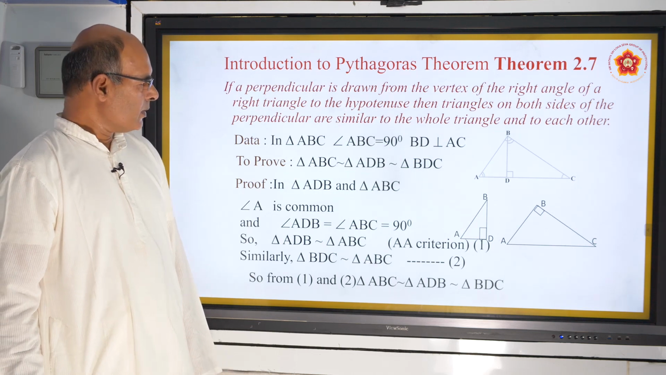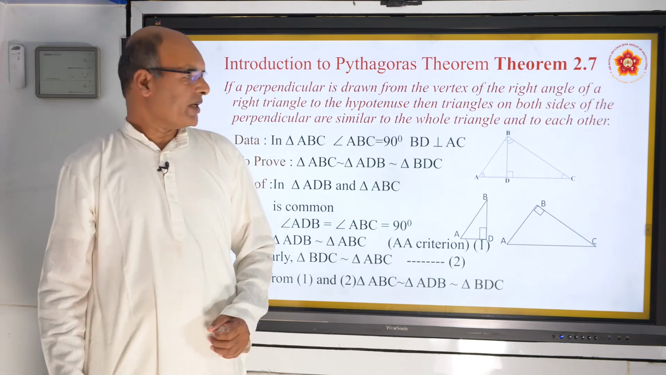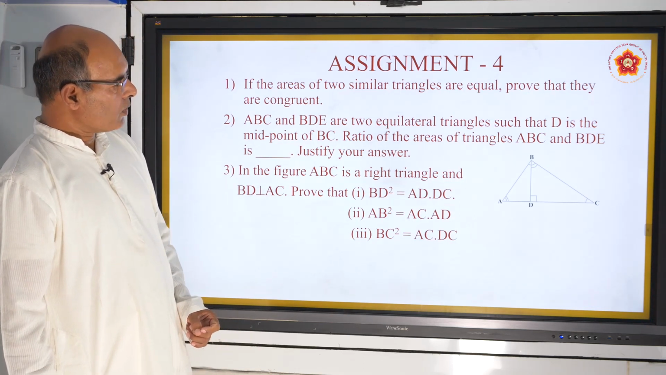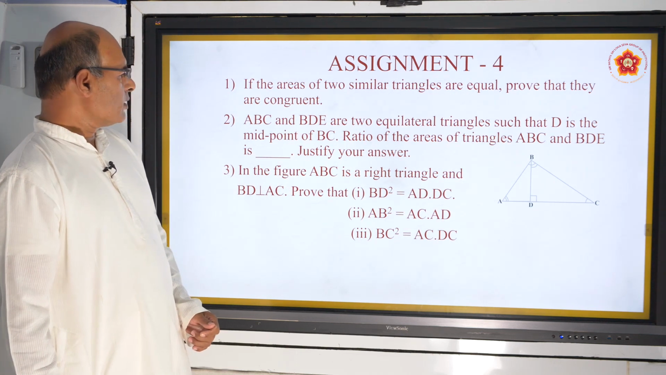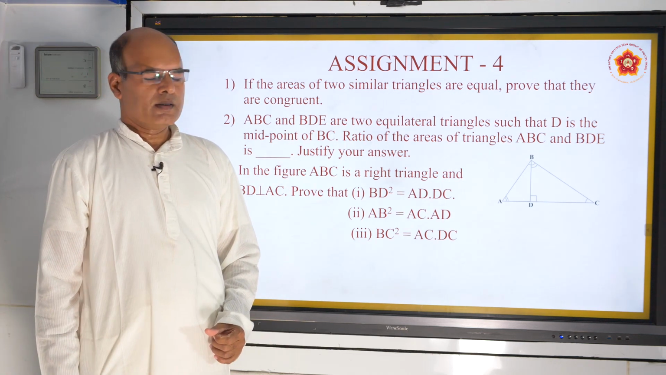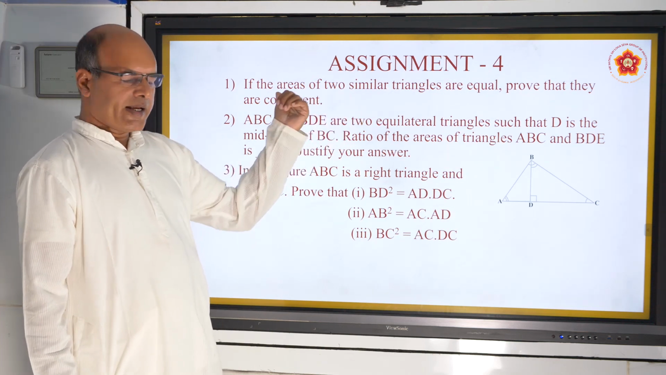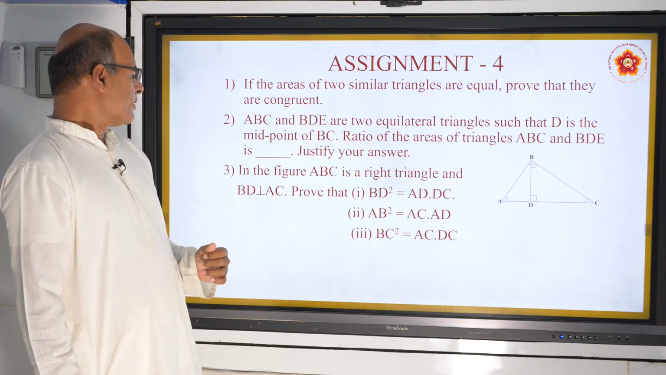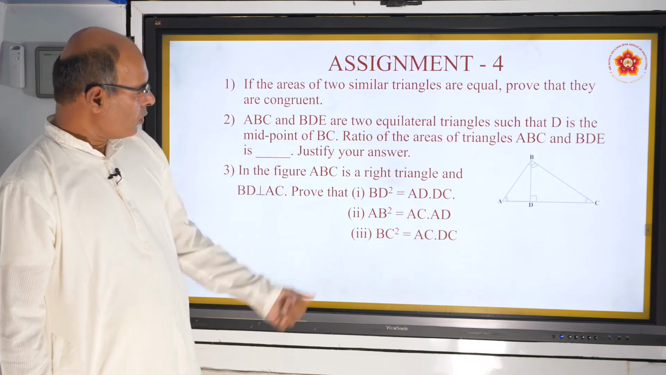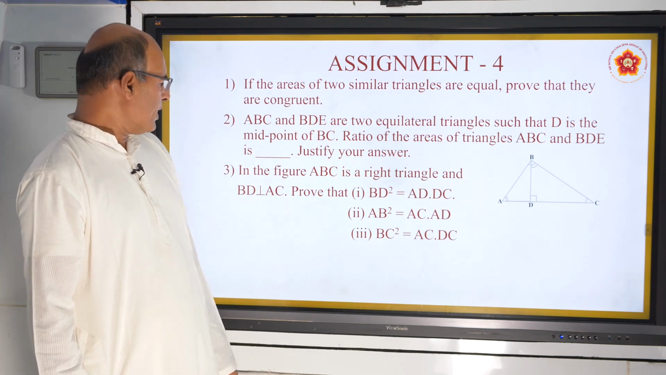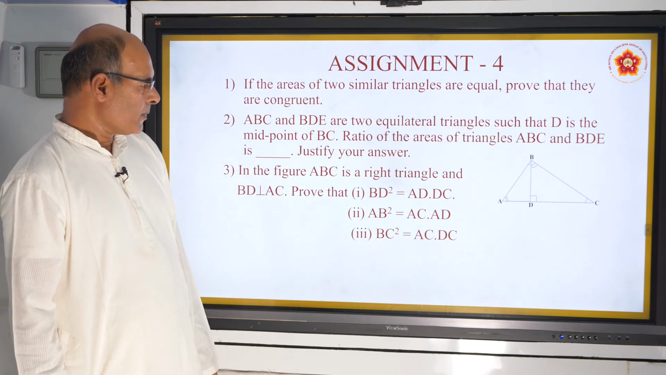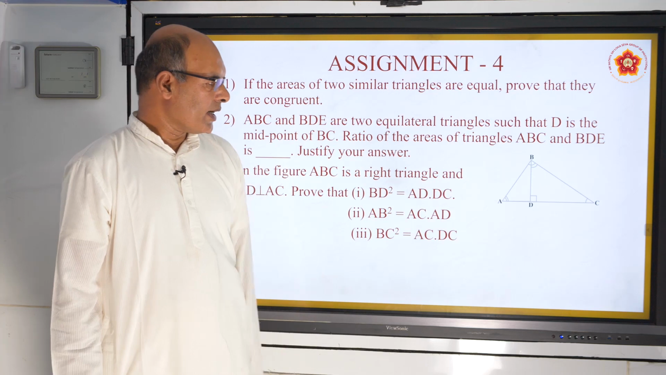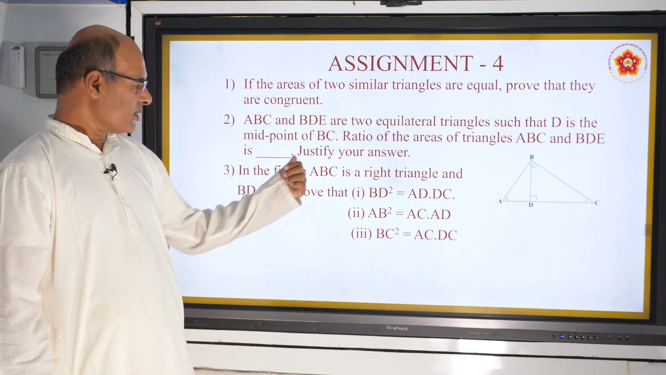I hope you understood. Let us take questions for the assignment. Assignment number 4. If the areas of two similar triangles are equal, then prove that they are congruent. The triangles are similar, it is given. If the areas are equal, then you have to prove that the triangles are congruent. ABC and BDE are two equilateral triangles such that D is the midpoint of BC. Find the ratio of the areas of triangle ABC and triangle BDE. Justify your answer.